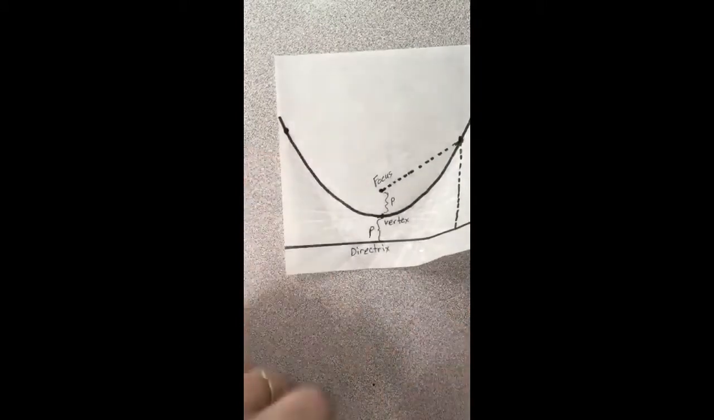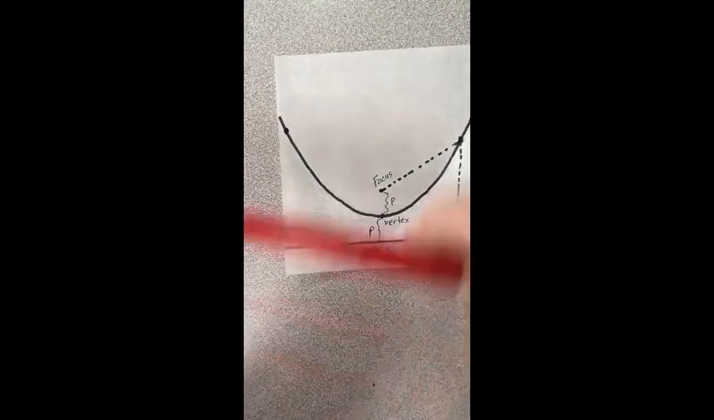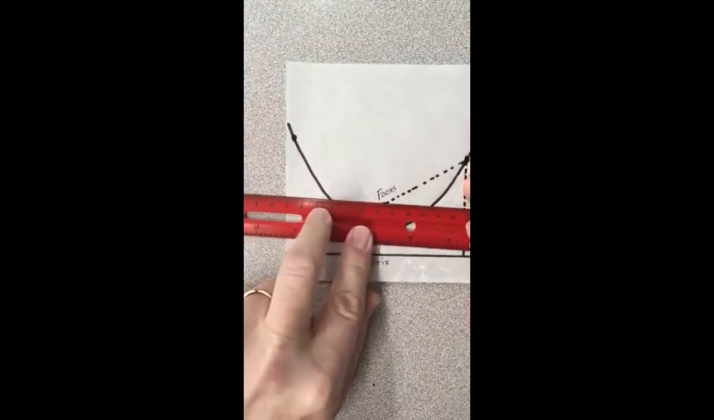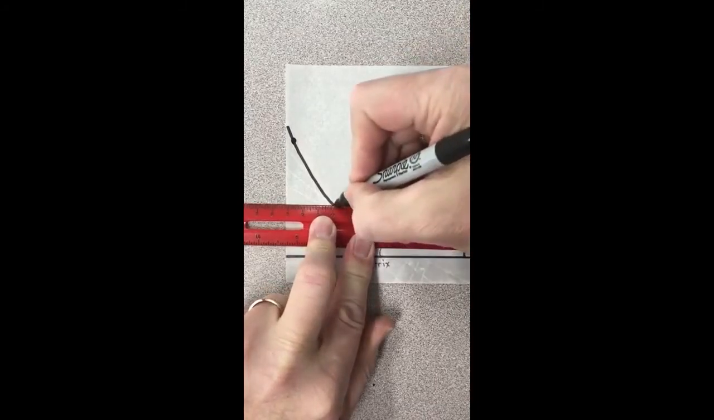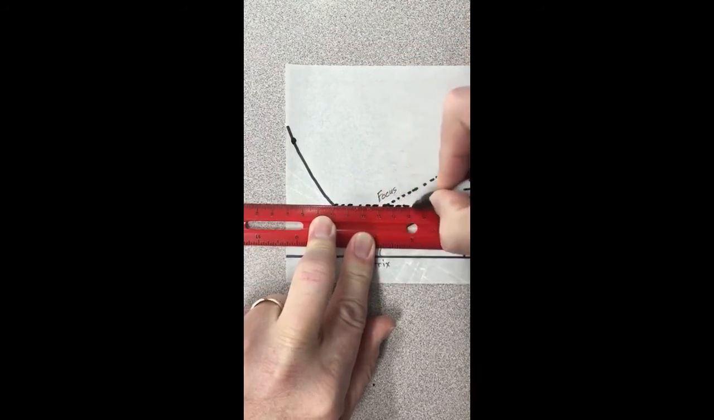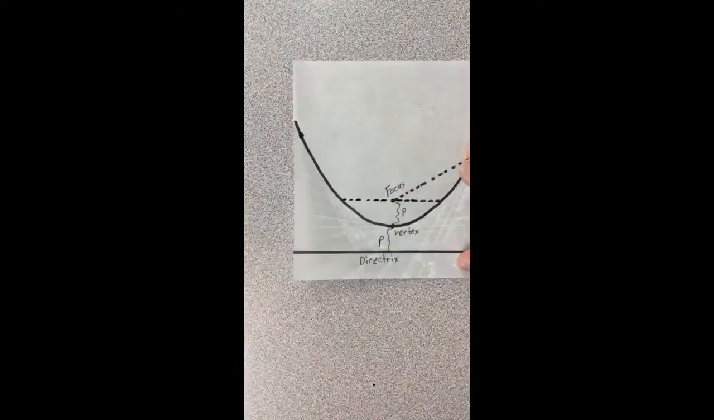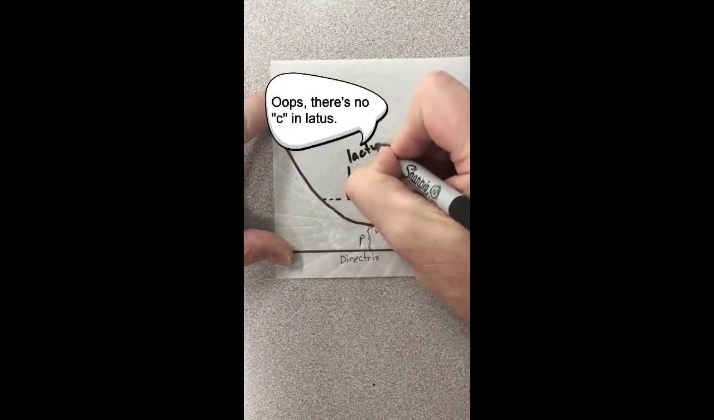Now, there is also another line segment that is going to go through the focus that we need to pay attention to, and it goes from one side of your parabola to the other side, passing through the focus, and that line segment has a name to it called the latus rectum.